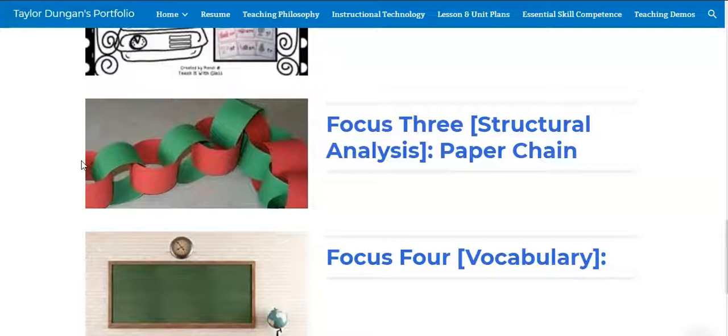I'm using inflectional endings for this focus. For the focus, students will make paper chain crafts to tie words together with their inflectional endings. This is a nice way to let students visualize how each word connects together with their endings.